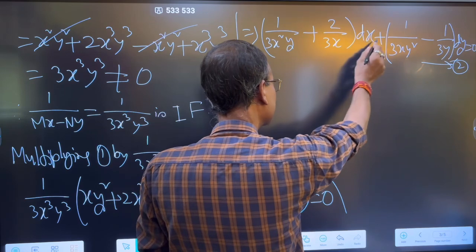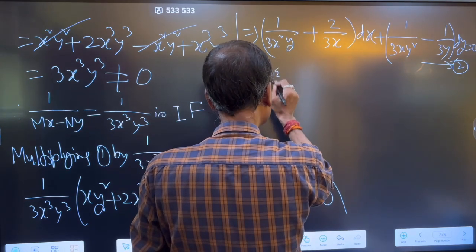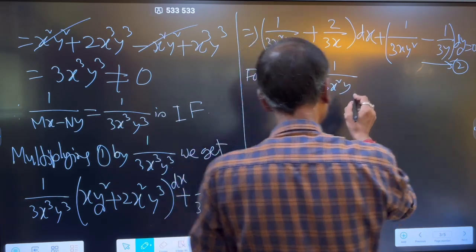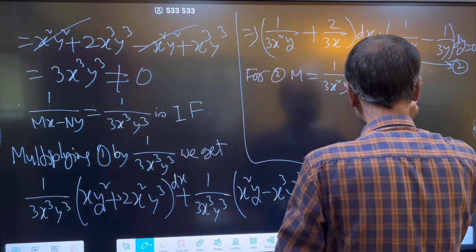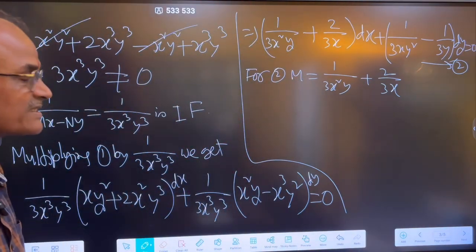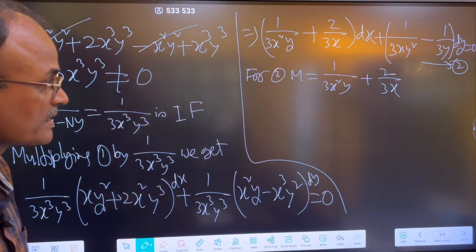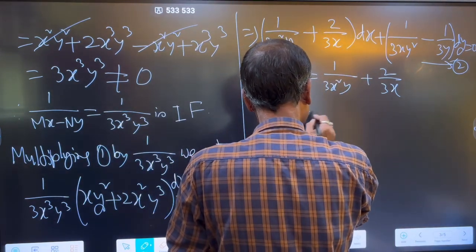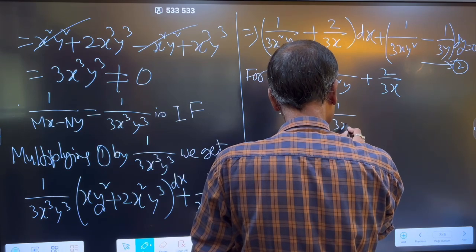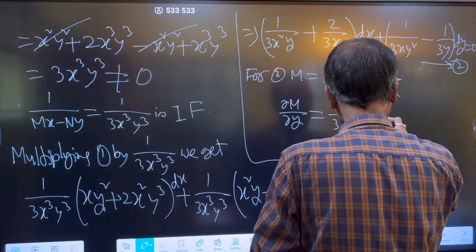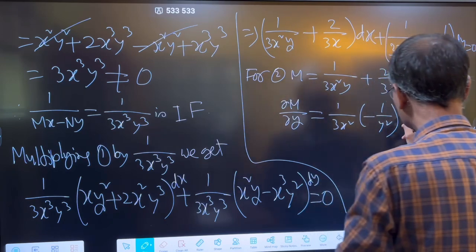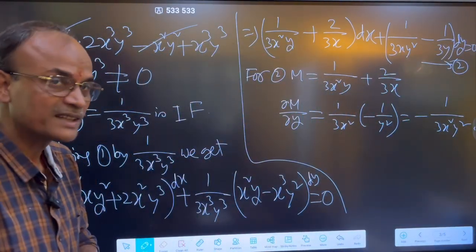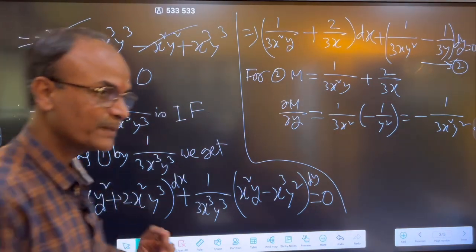It is of the form m dx plus n dy. For 2, M equal to 1 by thrice x square y plus 2 by thrice x. Del m by del y equal to 1 by thrice x square, common with respect to y, minus 1 by y square. This is equal to minus 1 by thrice x square y square. Del m by del y.